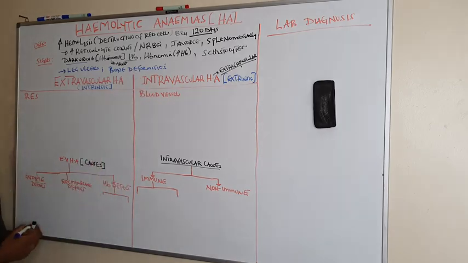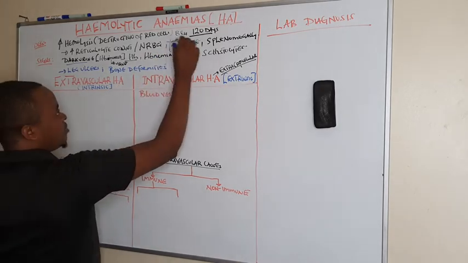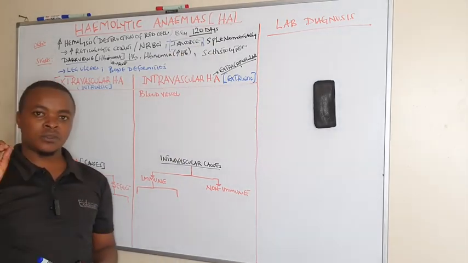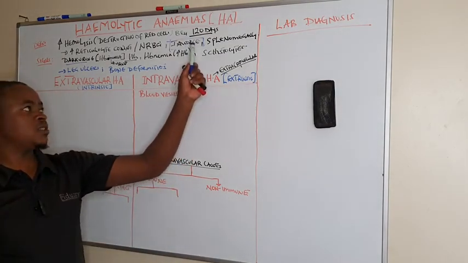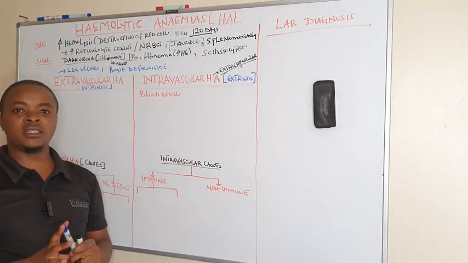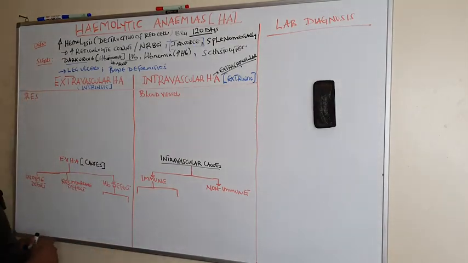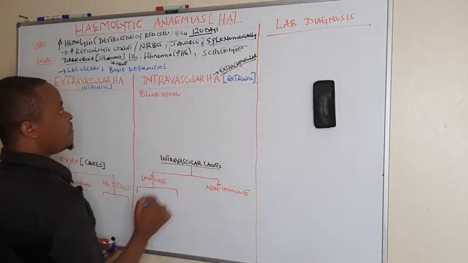So jaundice is a characteristic of hemolytic anemia. It is the one that portrays that there is increased destruction. And this jaundice is caused by the unconjugated bilirubin type, which is found within the reticuloendothelial cells, and then splenomegaly.